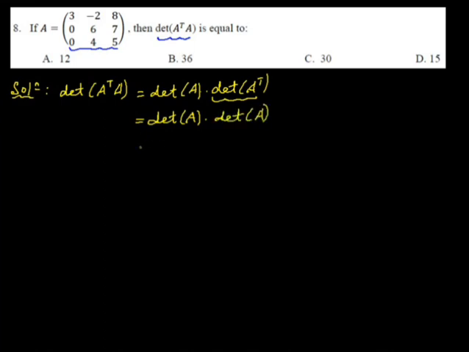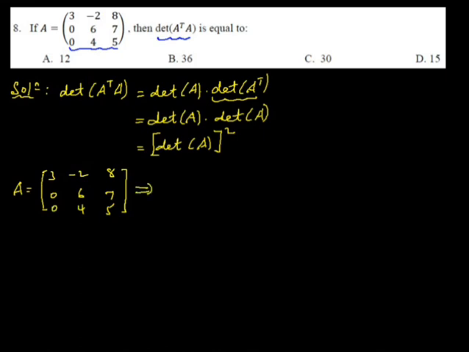So the required thing is the squared value of the determinant of A. We will calculate the determinant of A first, then we will square it. That will be the required value. So obviously the matrix A is given, which is 3 minus 2 8, 0 6 7, 0 4 5. So it's very simple to obtain this determinant.